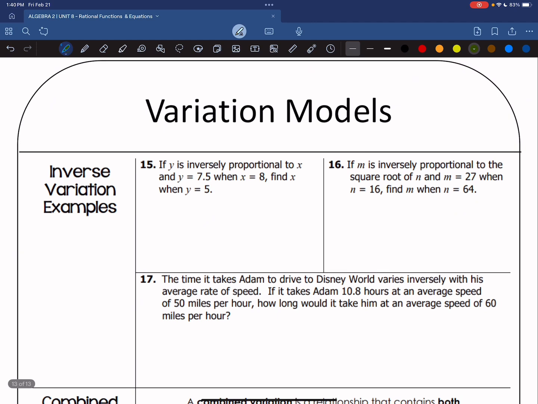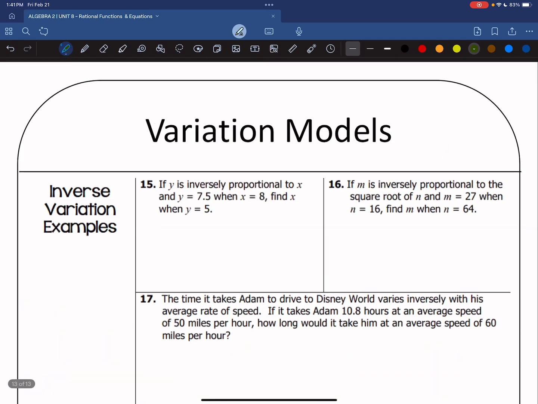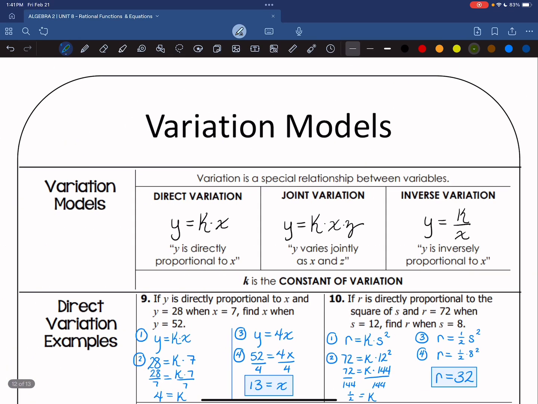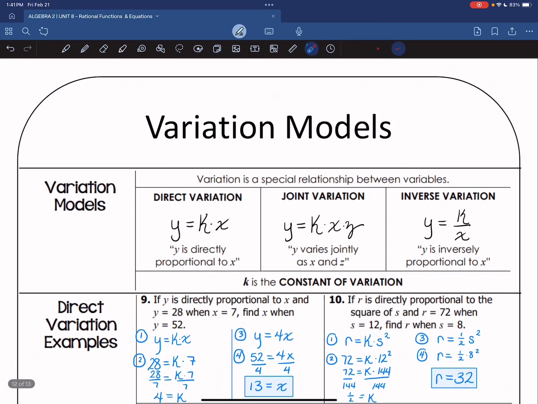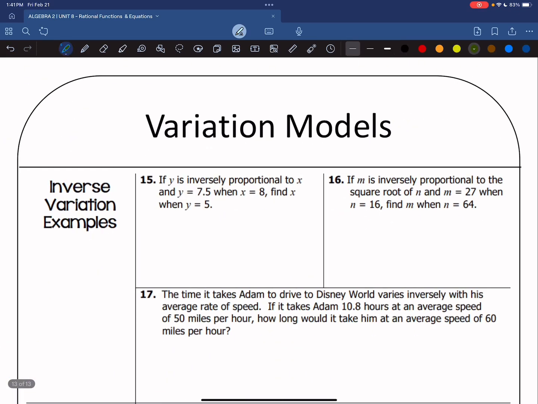We are going to go ahead and now look at inverse variation to close it out here. We'll save combined variation for another day. So we're going to do 3 more here. It says y is inversely proportional to x. And so this is where we're going to see that equation that looks like a little rational equation. So we have y is inversely proportional to x.